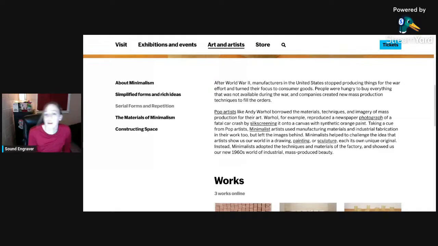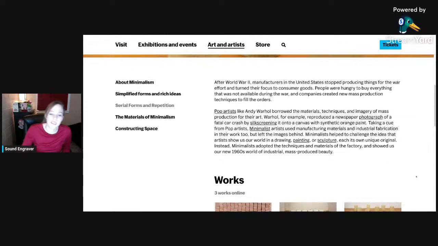They left them out. Minimalists helped challenge the idea that artists show us our world depicted in drawing, painting, or sculpture, and that each is unique in its own original. So that was a challenge. They wanted to do away with that. Instead, the minimalists adopted the techniques and materials of the factory and showed us our new 1960s world of industrial mass-produced beauty. So let's actually talk about that.